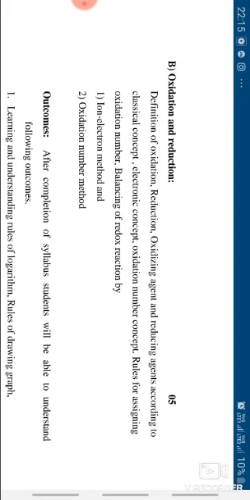Then next are the rules for assigning oxidation number and balancing of redox reactions. The rules for assigning oxidation number can be seen in this topic, and we will see the balancing of redox reactions by the ion electron method and the oxidation number method. These two methods can be used for balancing chemical reactions.